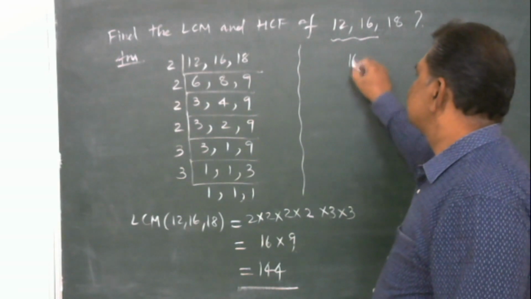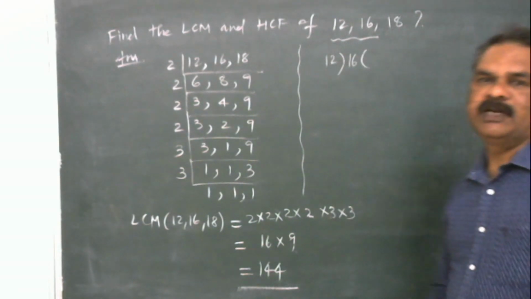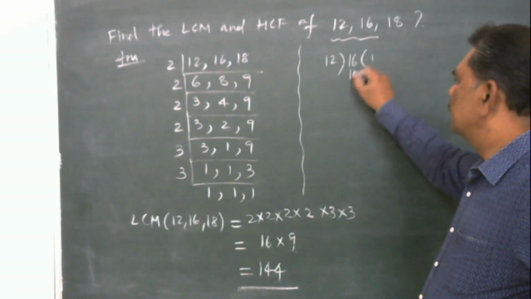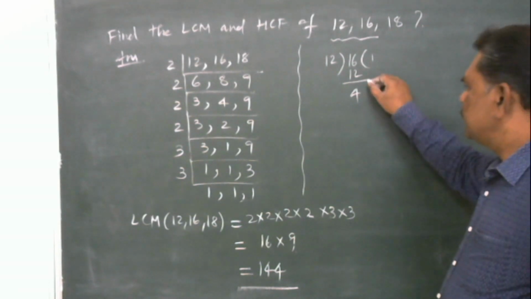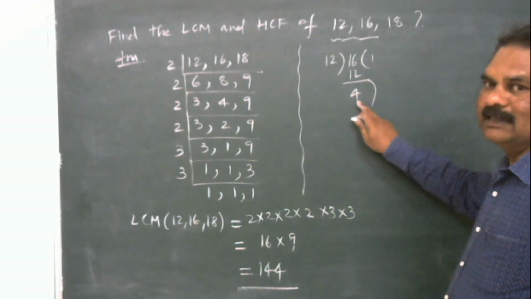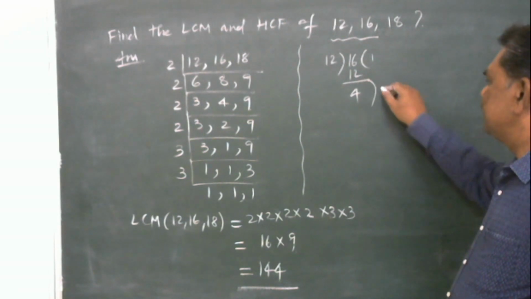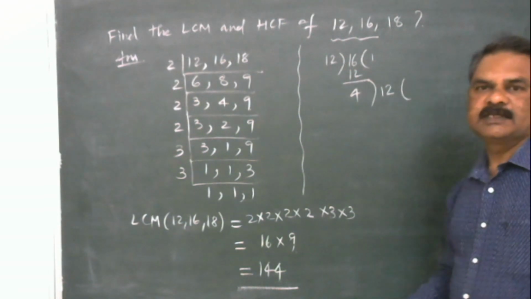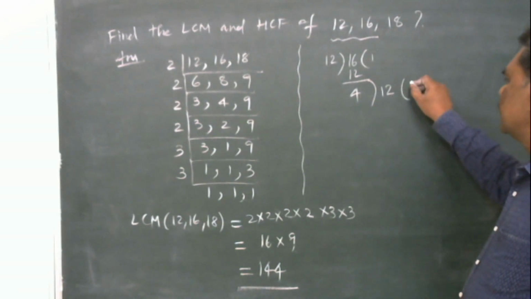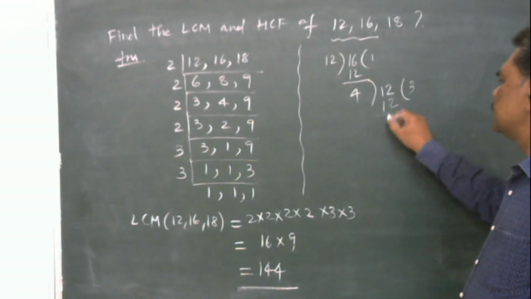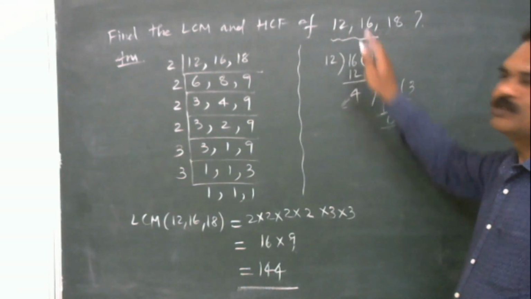So the bigger number is 16, the smaller number is 12. Divide it. How many times does 12 go? One time. 1 twelve is 12, the remainder is 4, and I told you we will continue this process by taking the remainder as divisor and the divisor as dividend. How many times does 4 go? 3 fours are 12, so the remainder is 0. Therefore, this is the HCF for the first two numbers.